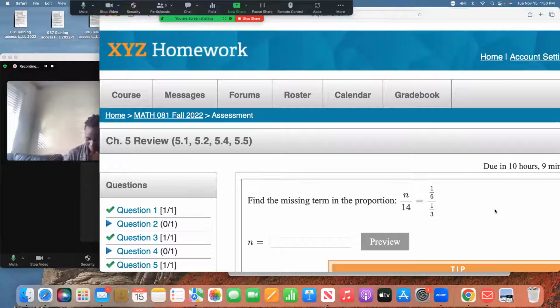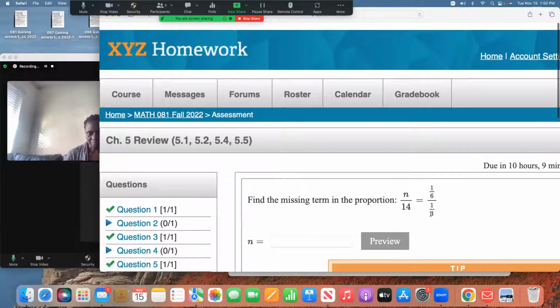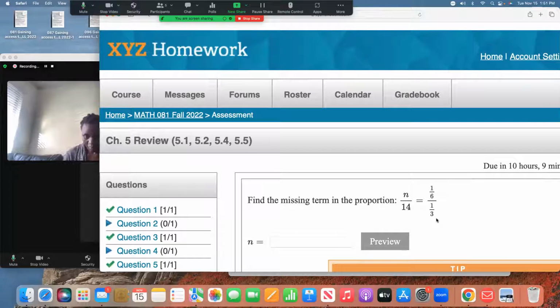This is the same thing, just with fractions. How annoying. So it's ready to go. It's n times 1/3, the diagonal going down. So I'm going to call it 1/3 times n equals, the other diagonal would be 14 times 1/6. Now, 14 times 1/6 is 14 over 1 times 1 over 6. And I'm going to reduce that.